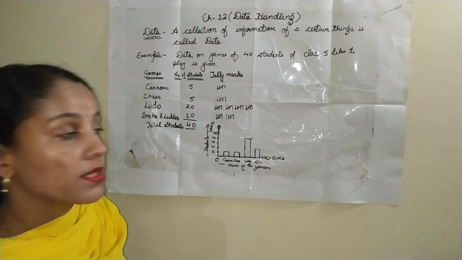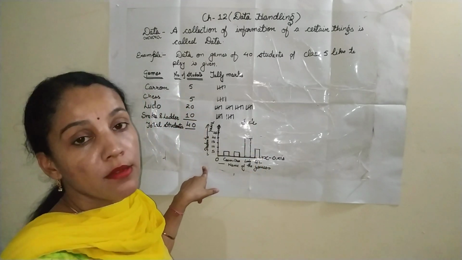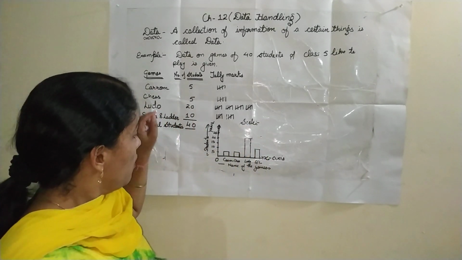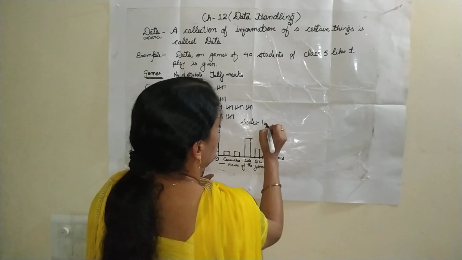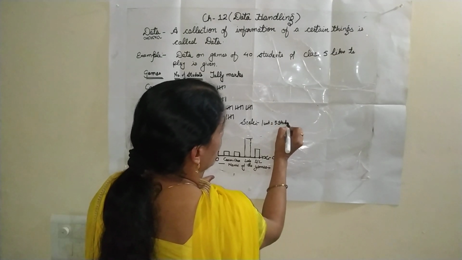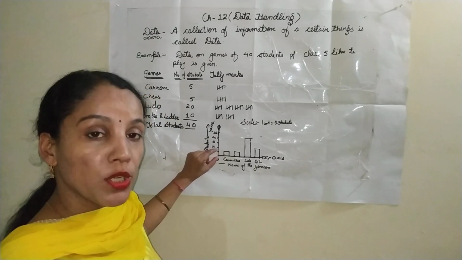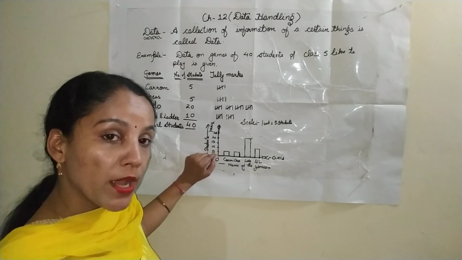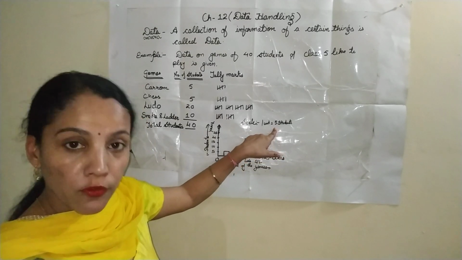Here you have to write the scale. This is necessary: when you make a bar graph, you have to write the scale. What is the scale? 1 unit is equal to 5 students. Why 5 students? This block, which I called a block, we call a unit. This 1 unit is equal to 5 students. I am taking a gap of 5, 5. That means the scale is 1 unit is equal to 5 students.